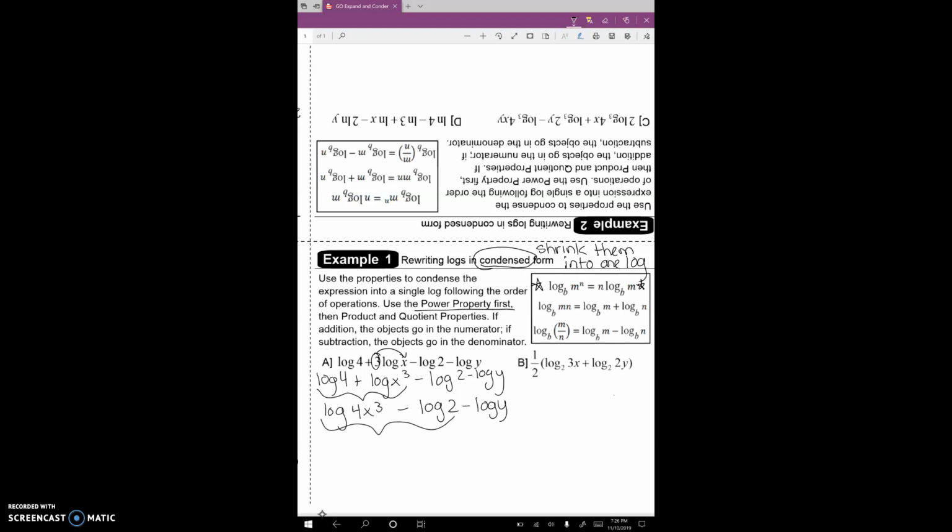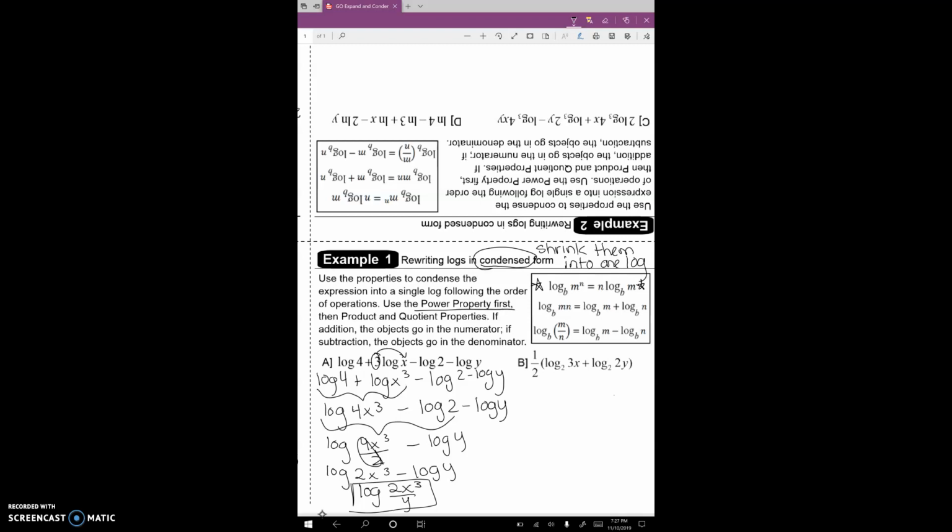Then I will do the quotient property. So then subtraction becomes division. We're going to simplify the 4 and the 2 just to make our lives easier. So then I'll have 2x cubed. And then once again, subtraction turns into division. And voila, we have one log only.